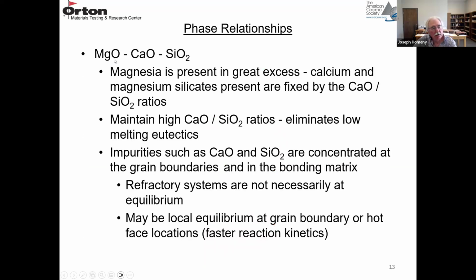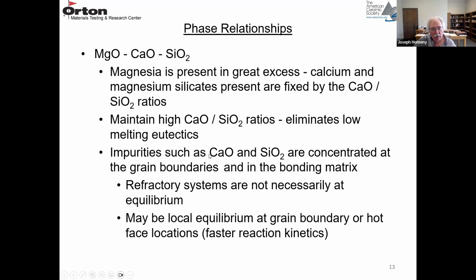So we need to look at the MgO, CaO, SiO2 ternary phase diagram. When we looked at the chemistries, the MgO is 90 to more than 99%. So the magnesia, the MgO, is present in great excess in this phase diagram. But the calcium and magnesium silicates that are present are going to be fixed by this lime to silica ratio that I mentioned. So you need a high lime to silica ratio in this material. That eliminates low melting eutectics.